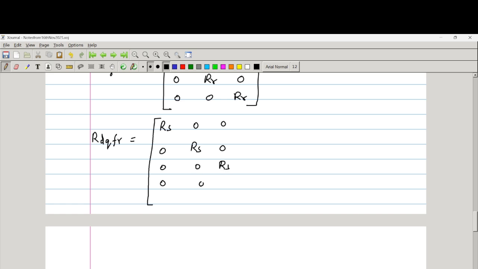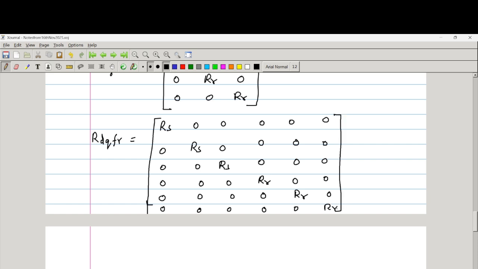Then here we will have a 0 matrix. Then we can have here 0, 0, 0, 0, 0, 0, 0, 0, 0. Then R, R, 0, 0, 0, R, R, 0, 0, 0, R. Like that we will get it.